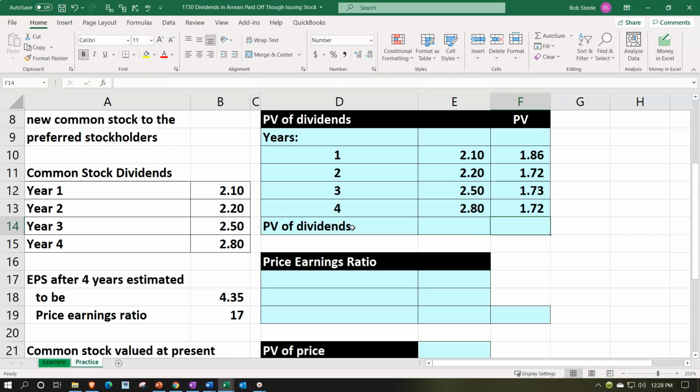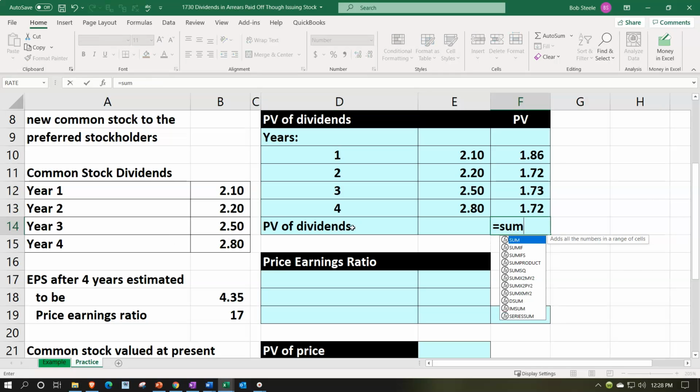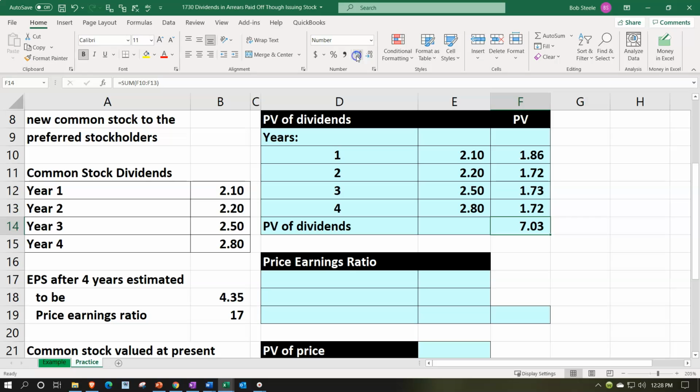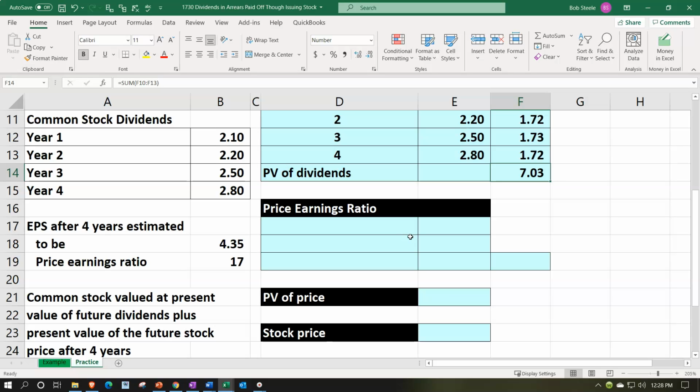Dividends. And let's sum that up. Equals the SUM, shift 9. Summing it up, that's going to be 7, adding a couple decimals, number group, couple decimals there, we're at the 7.03. So now we want to pick up the present value of the price at the end of the 4-year time period, and they've given us these calculations to do so.